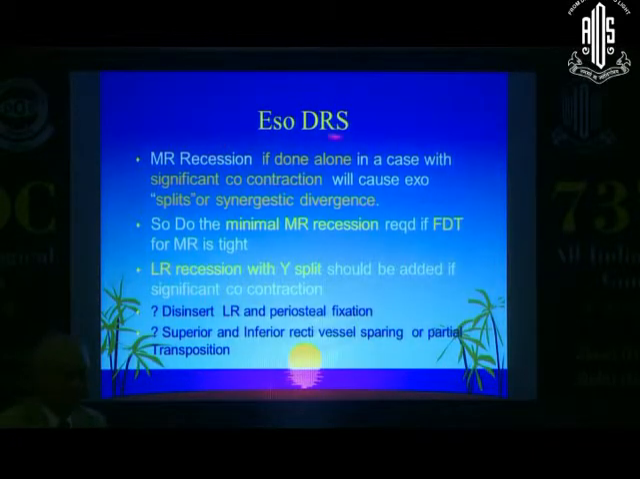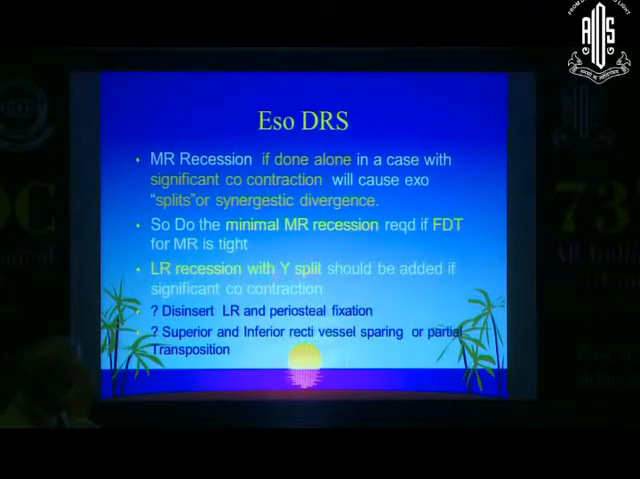So how do we manage ESO-DRS cases? MR recession, if done alone in a case with significant co-contraction, can cause an exosplit or synergistic divergence. So always beware of this. Don't be very happy to recess it too much. Do the minimal MR recession required as per the FDT, which is tight in many of these cases. But you have to do the minimal MR that is required.